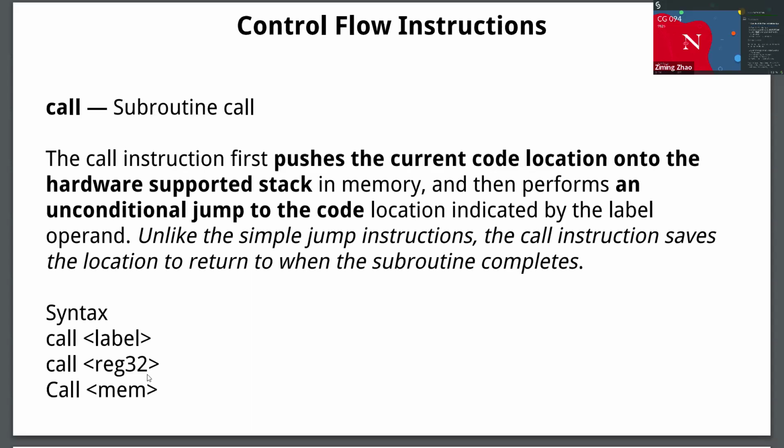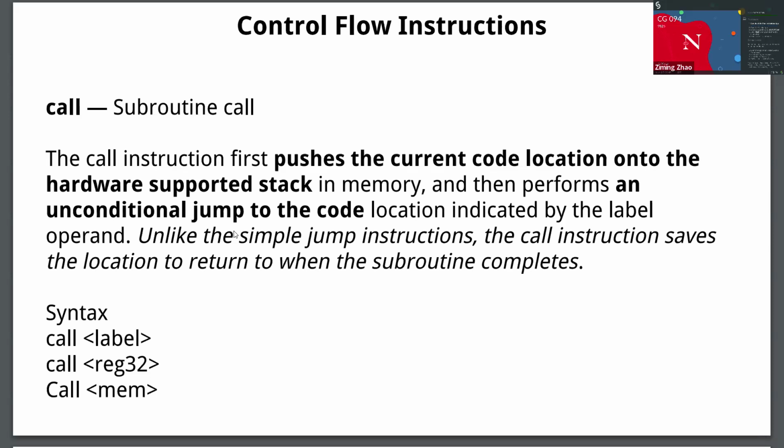So this instruction does two things, and that is the easiest way to remember it. It first pushes the next instruction's address to the stack. After the call, there will be other instructions, right? The next instruction has an address. We push the next instruction's address onto the stack, so it will use ESP. After that, it will make an unconditional jump to the code location indicated by the operand.